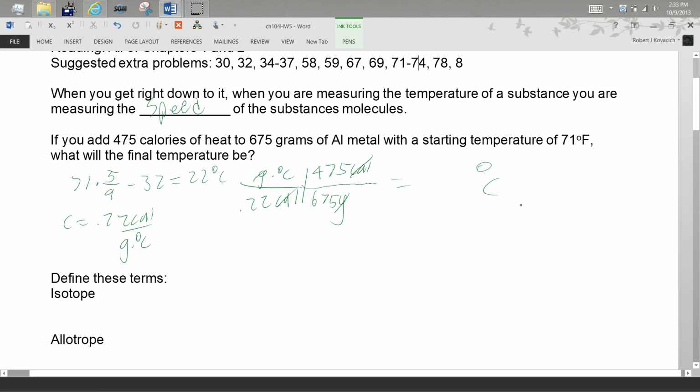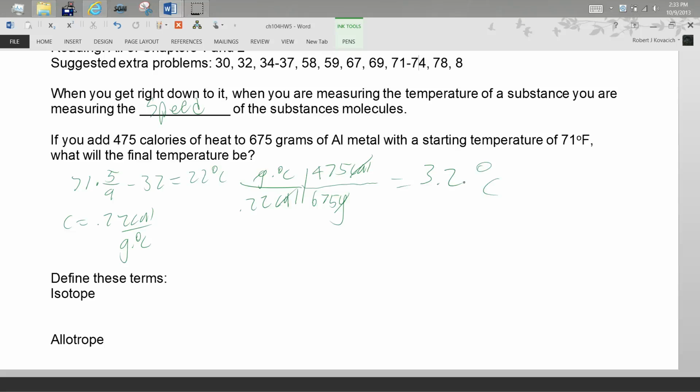Somebody have a number? 3.2 degrees Celsius. That's it? 3.2 degrees Celsius? Okay. I'll just knock it out here. 475 divided by 0.22 divided by 675, 3.2. So what did we just calculate? What's the 3.2? The change in temp. So I added this 475 calories to the 675 grams of aluminum, and its temperature went up 3.2 degrees.